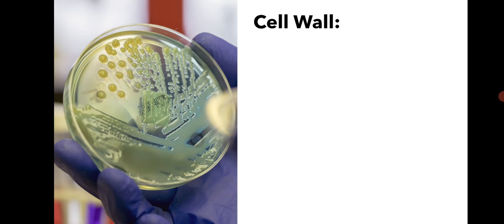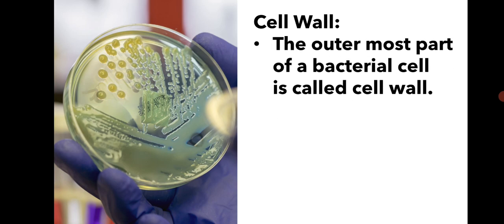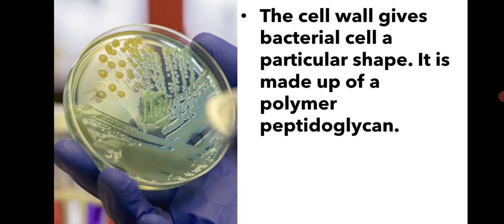Now next is cell wall. Lying within the capsule is the cell wall. The cell wall is also giving protection, and it is the outermost part of the bacterial cell. The cell wall gives a bacterial cell a particular shape, as we have mentioned in the previous slides. What defines the bacterial shape is nothing but the cell wall. It is made up of a polymer, and now this is a very important point. It is made up of a polymer, peptidoglycan.